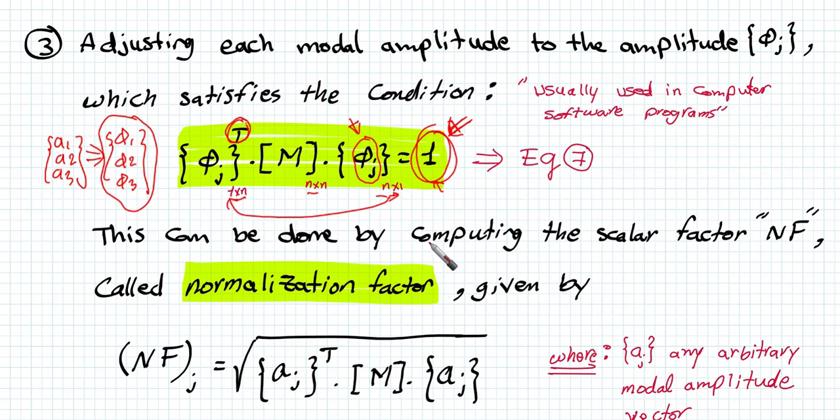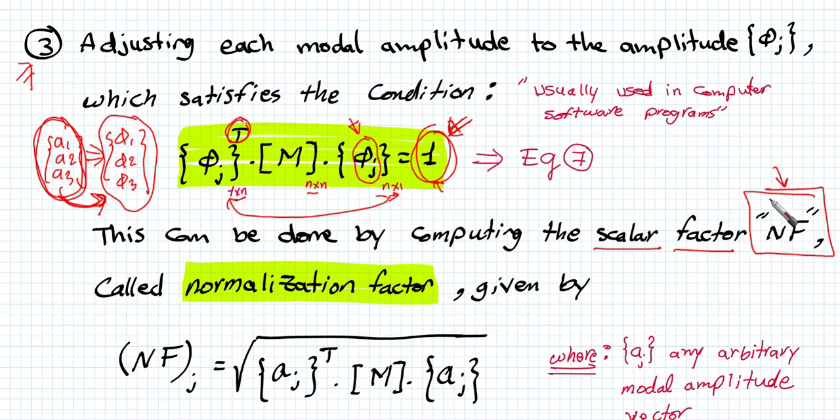Let's assume this is equation 7. This can be done, to transform our mode shape to the normalized one in case number 3, by computing the scalar factor NF, which we call the normalization factor. So how can we compute this NF?